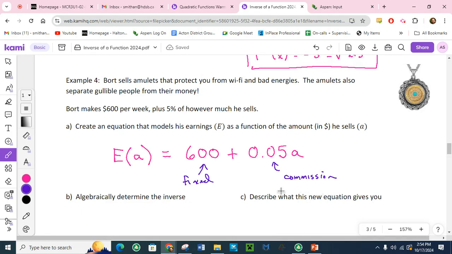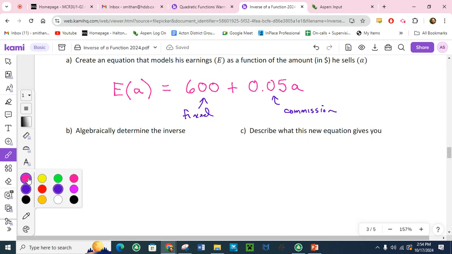All right, can you guys do this for me? We're going to start off by putting earnings equals 600 plus 0.05A. Can you guys solve this equation for A? It's just a little two-stepper. You guys are doing great.